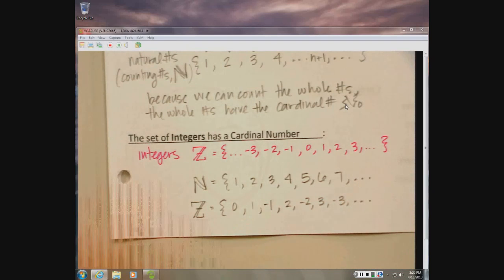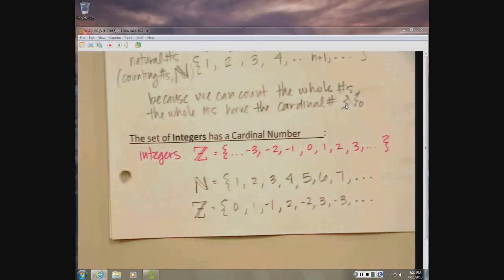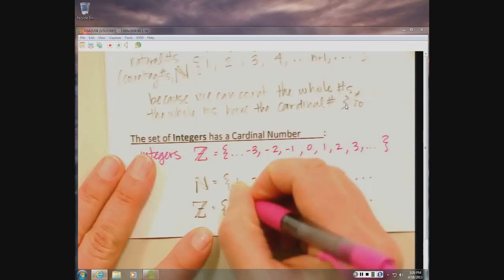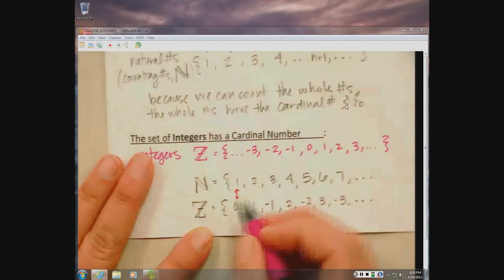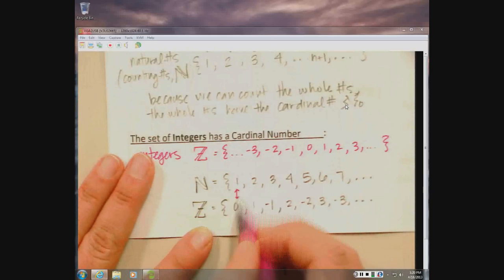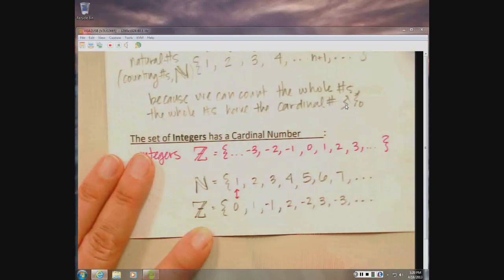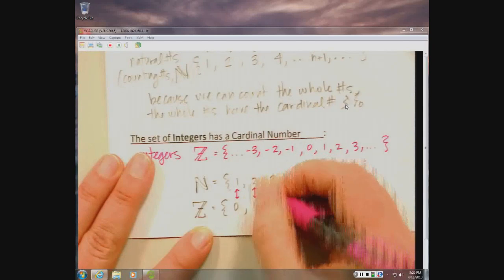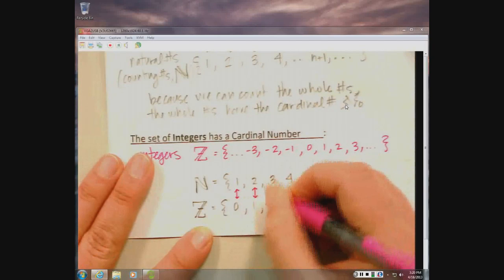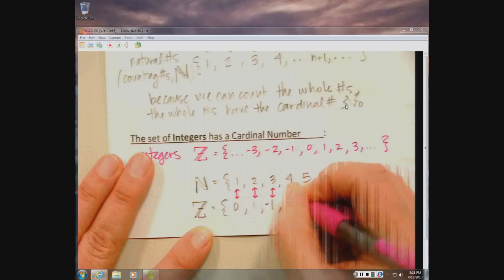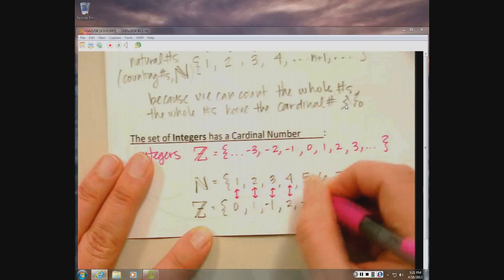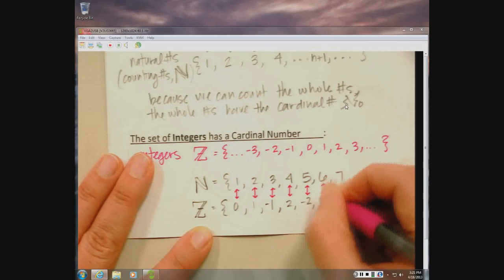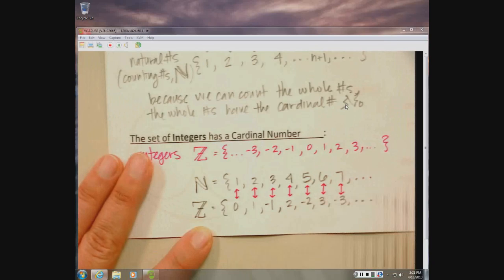Now I look at this, and again, we're looking for this one-to-one correspondence. And I can see that my first integer, if I list it out this way, is 0. My second integer is 1. My third integer is negative 1. My fourth integer is 2. My fifth integer is negative 2. My sixth is 3. My seventh is negative 3, and so on.